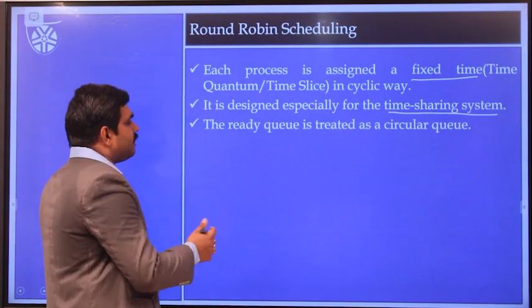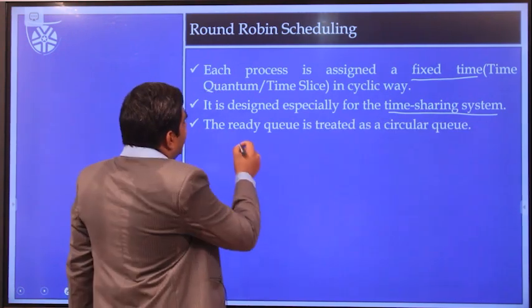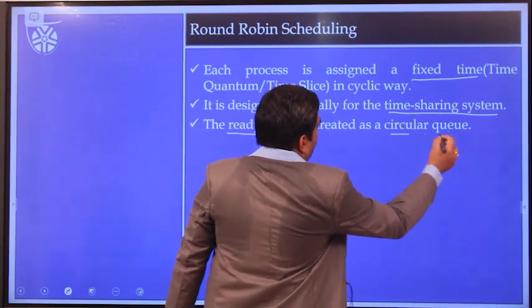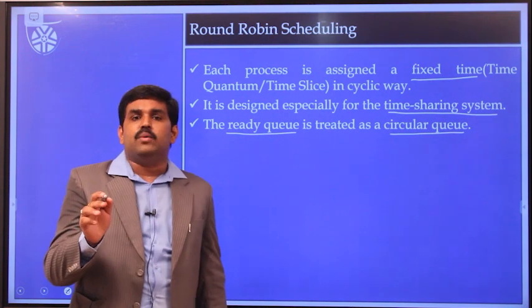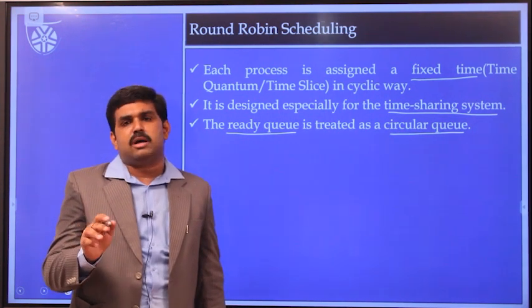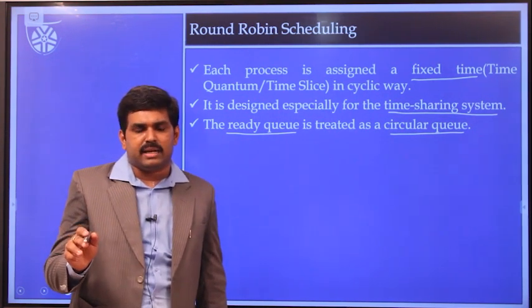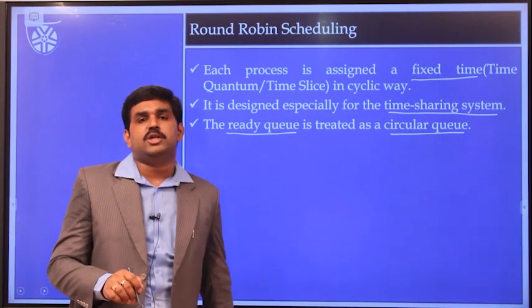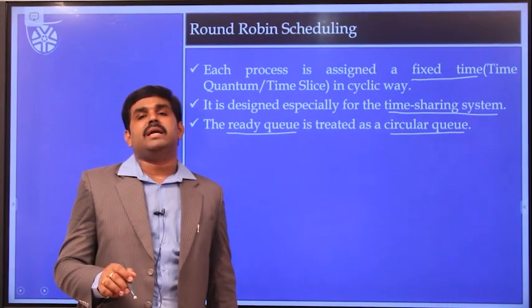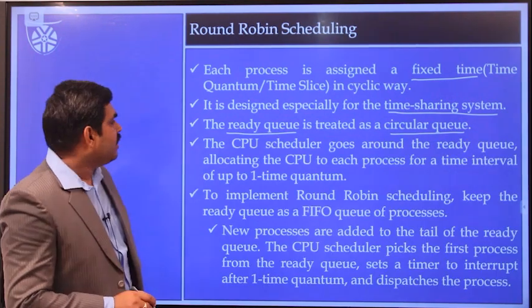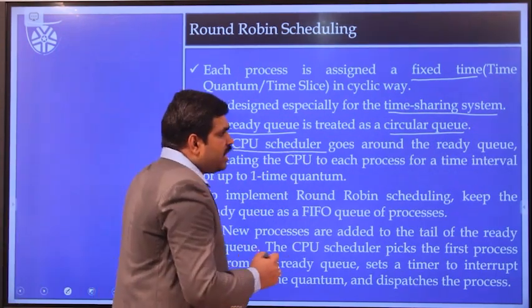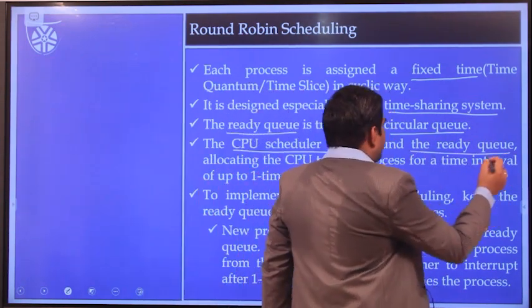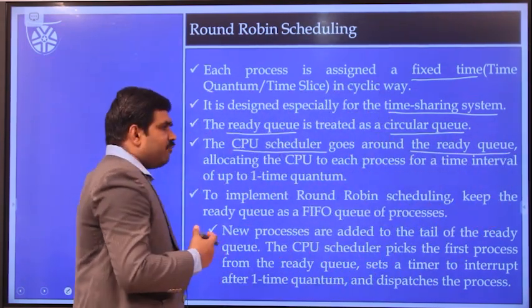And here the ready queue is treated like a circular queue, because in the case of the FIFO, shortest job, or shortest remaining time first scheduling algorithms, every process enters into a queue. But in the case of the round robin scheduling algorithm, the ready queue will be treated like a circular queue. Thereafter, the CPU scheduler will go around the ready queue for the allocation of the CPU.